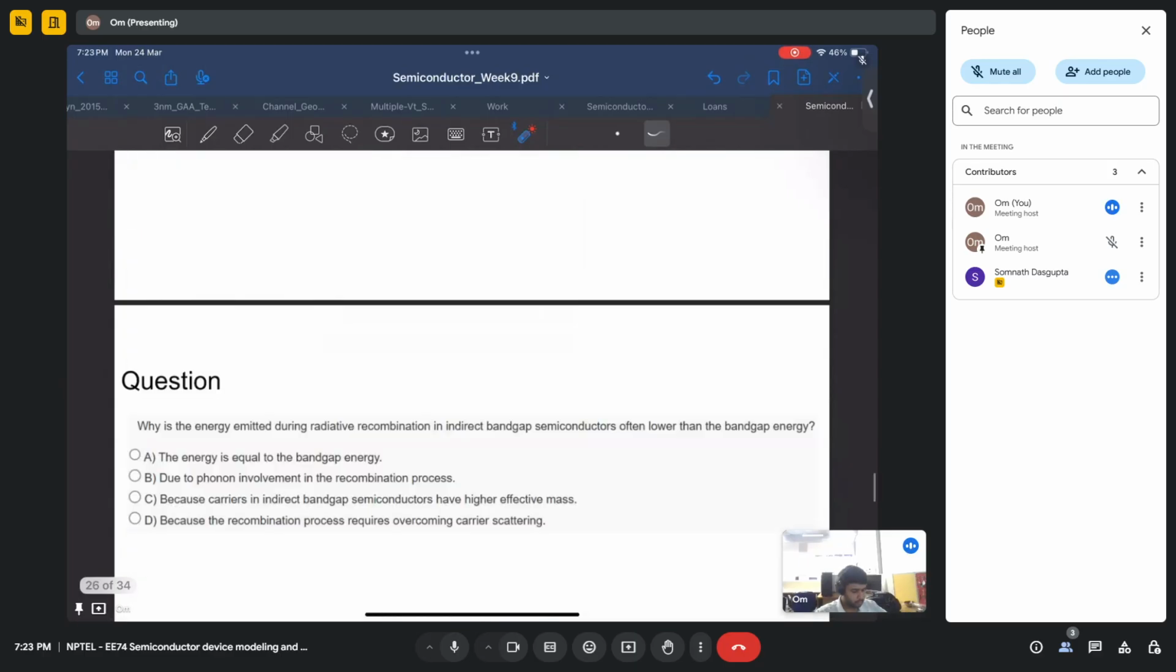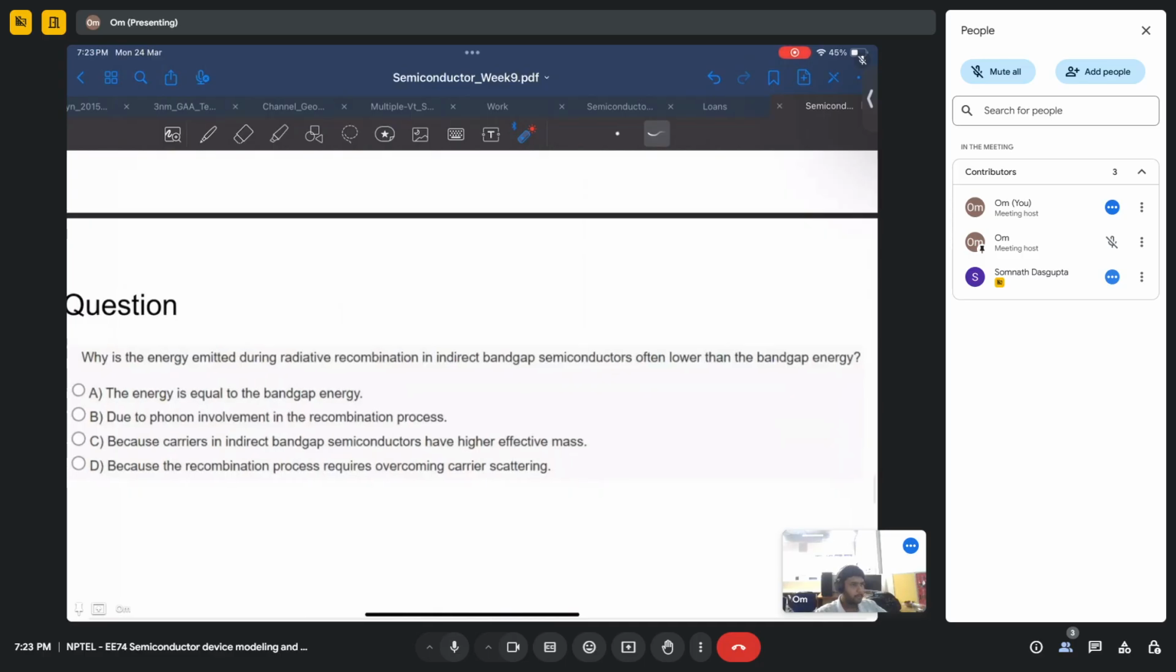Okay, so next question. Which energy is emitted during radiative recombination in indirect bandgap semiconductor, often lower than the bandgap energy? No, effective mass, we cannot say if it is an indirect bandgap semiconductor, it will have higher effective mass. Effective mass is due to the curvature of the E-k diagram, right?